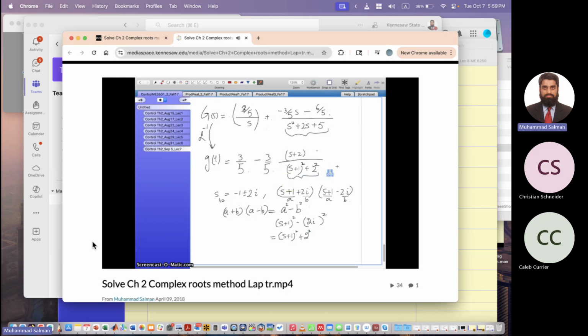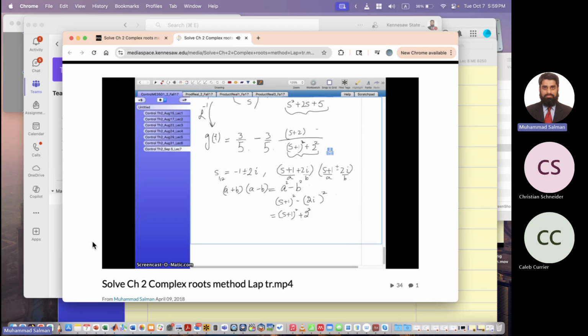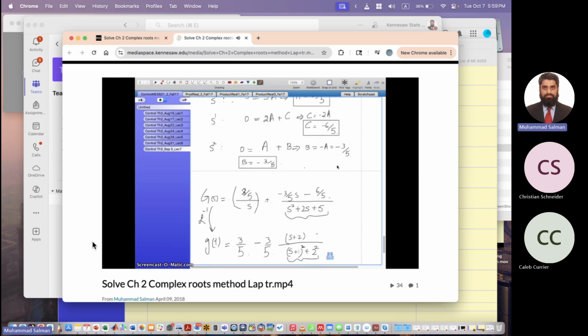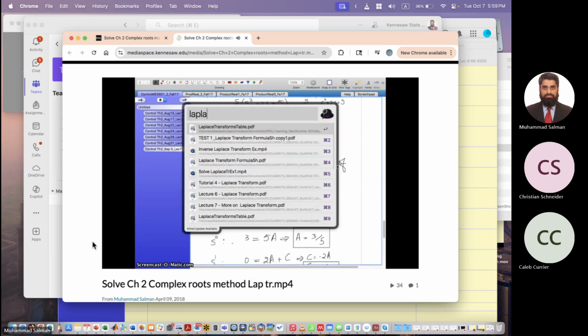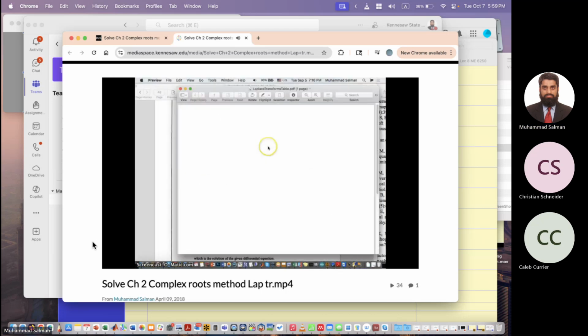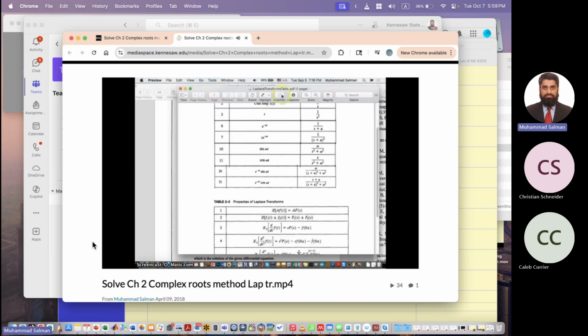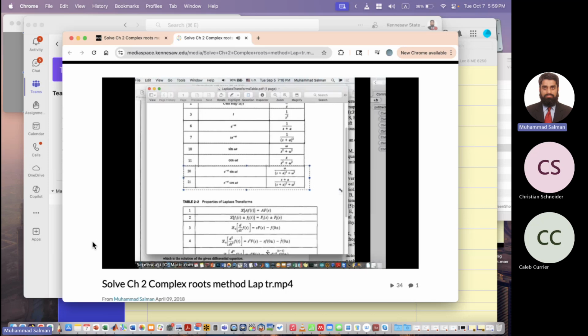I broke it up for your help to understand it from scratch: a plus b times a minus b. So this is very helpful. Now you can apply the method. You can apply the Laplace transform. If I go back to the Laplace transform table, you would need these two rows in order to solve this answer.